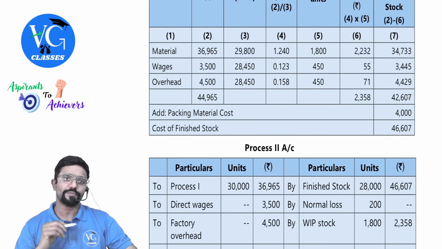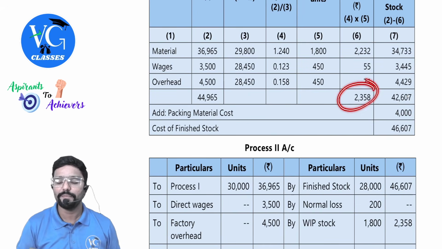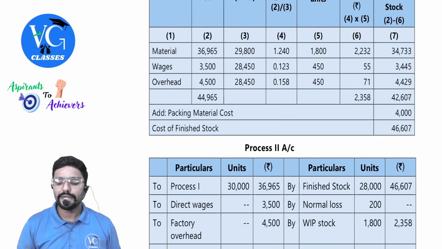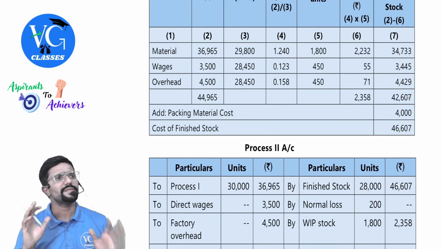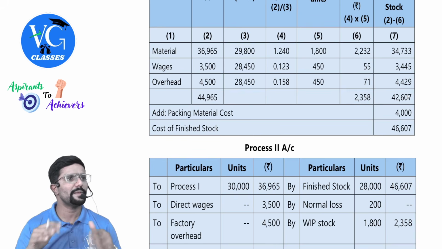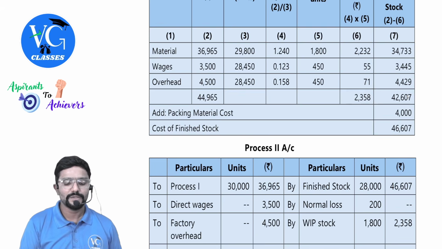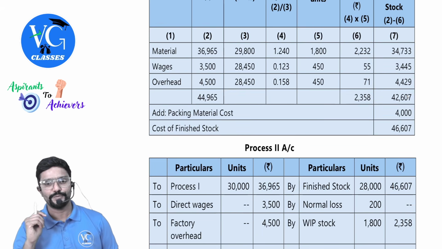46,607. Okay. Whereas for WIP it would be 2,358. That means we have not incurred any packing cost for WIP, sir. No, we have not incurred. Maybe once it is ready, we will incur the packing cost for it. So this is one of the key adjustments for this question.